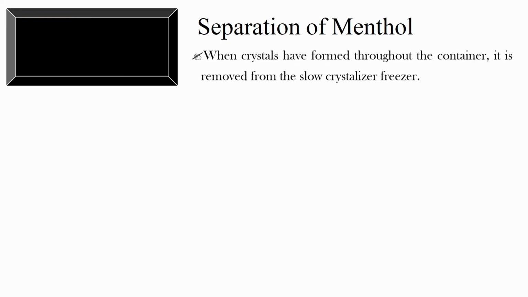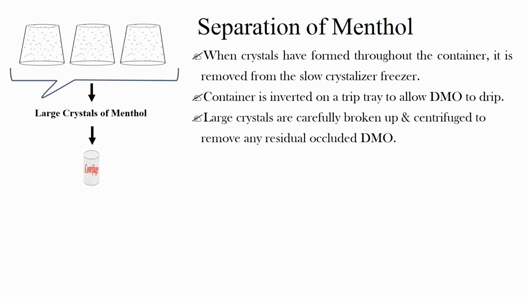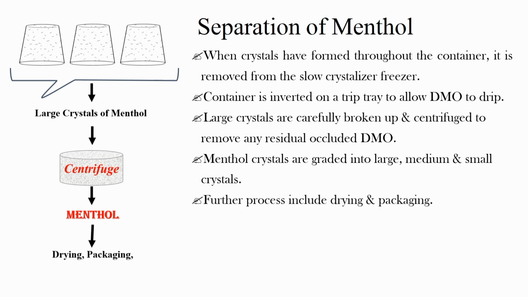Now, separation of menthol. When crystals have formed throughout the container, it is removed from the slow crystallizer freezer. Containers are inverted on a drip tray to allow DMO to drip out. Large crystals are carefully broken up and centrifuged to remove any residual occluded DMO. The menthol crystals are now graded into large, medium, and small crystals. The further process includes drying and packaging. This is about isolation of menthol.